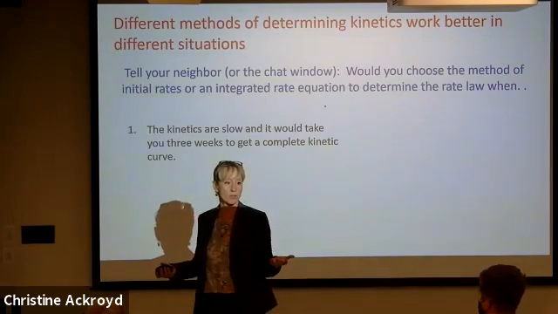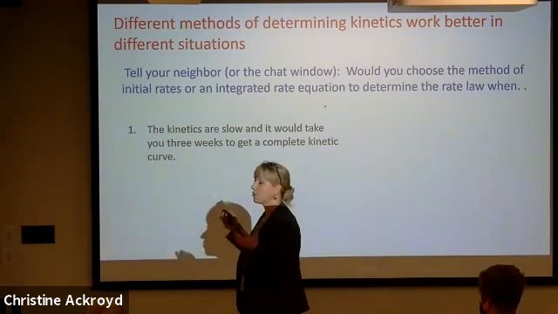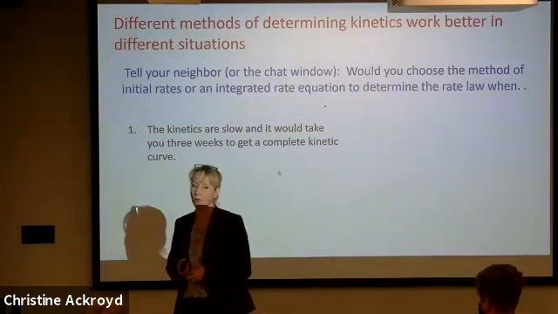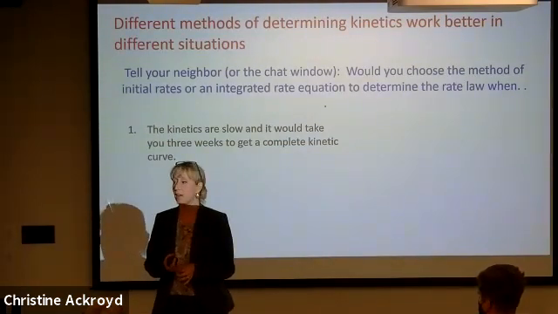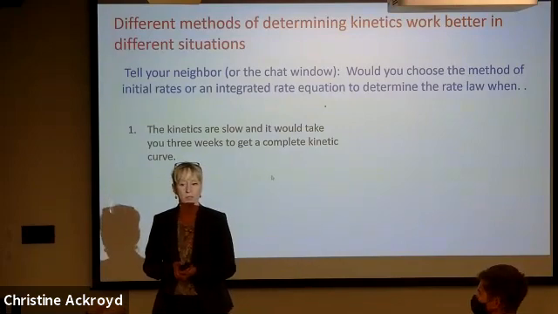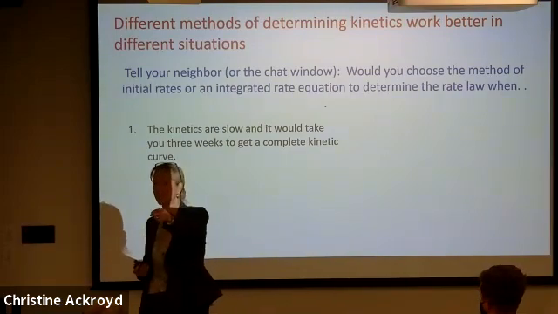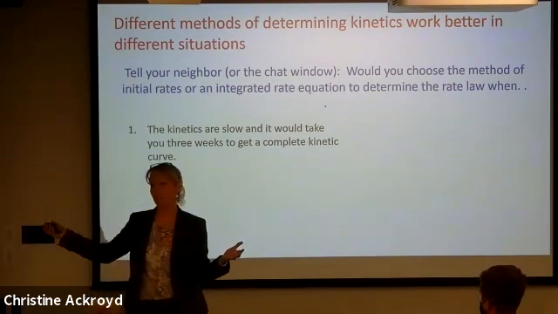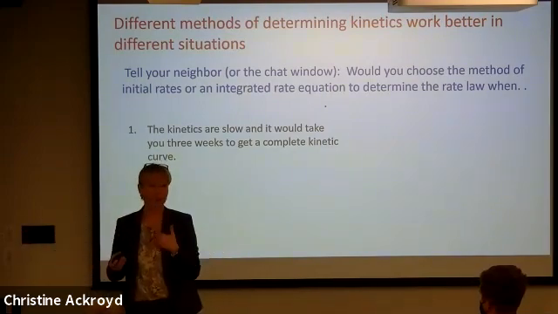How do you know which one to use? So suppose you're in the lab and you're pretty sure you have a pretty slow reaction. Which method are you going to use? The method of initial rates could allow you to measure it in 5 or 6 hours instead of 3 weeks. So I would choose the 5 or 6 hours, hands down.